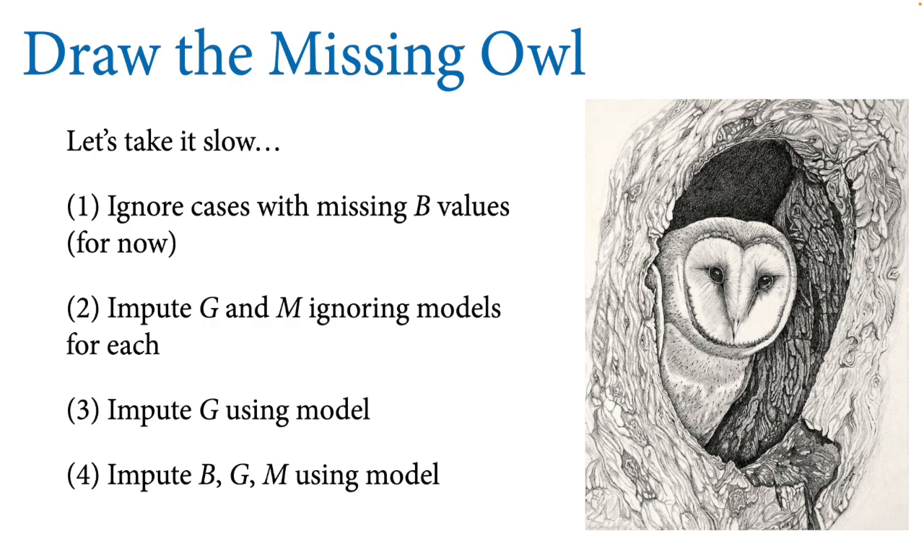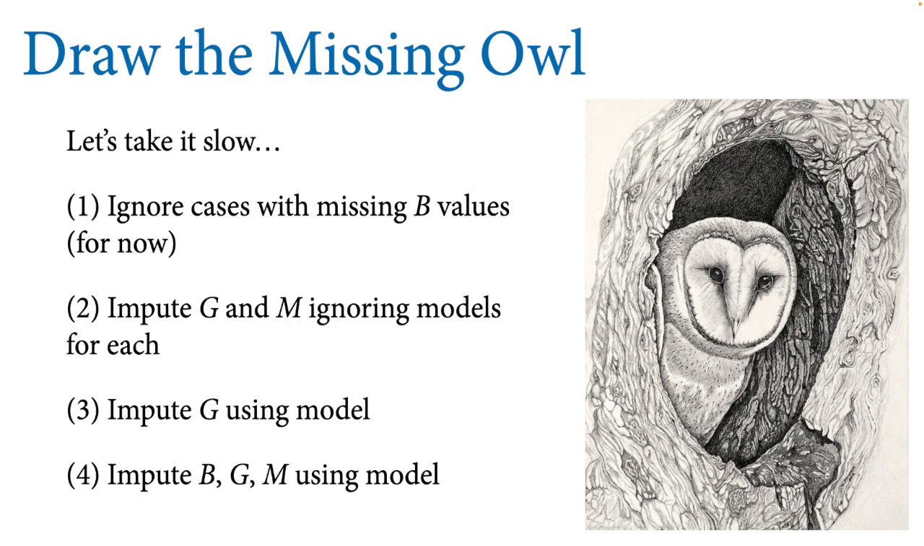The first thing we're going to do is ignore all the cases with missing brain values. Why? Well, that's the outcome. And for the species with missing brain values, the model will, at the end, be able to make predictions for those, but we don't anticipate getting any value out of imputing the missing cases in the outcome. Those are just predictions, yeah?